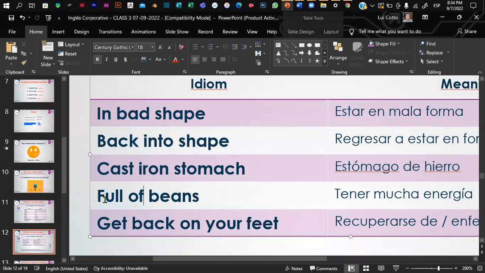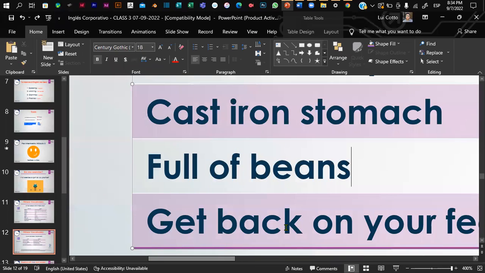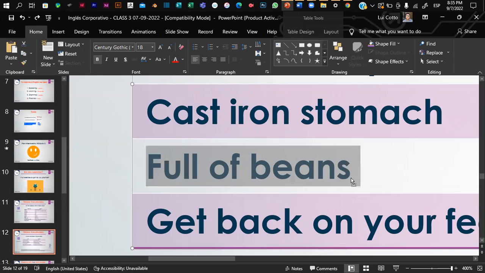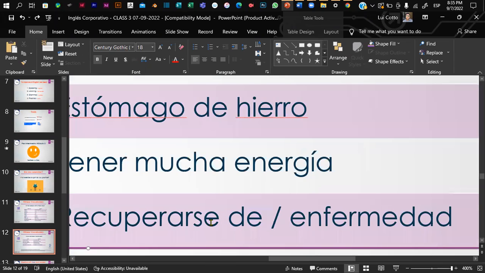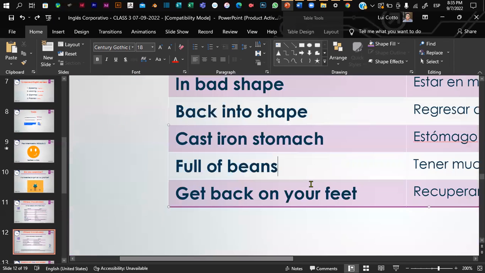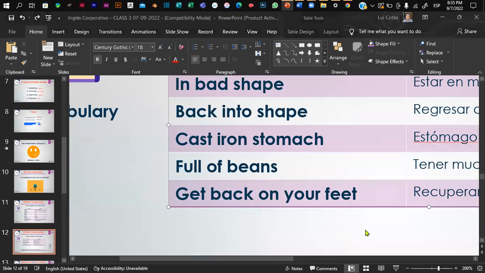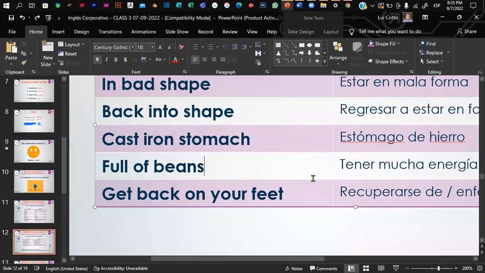Next idiom. The next idiom is full of beans. What is that? Full of beans. What is beans? Frijoles? Yes, correct. Beans significa eso, but it is a complete expression in English. No, you are translating literally. Ah, okay, because you have it next to it. It says to have. Tener mucha energía.